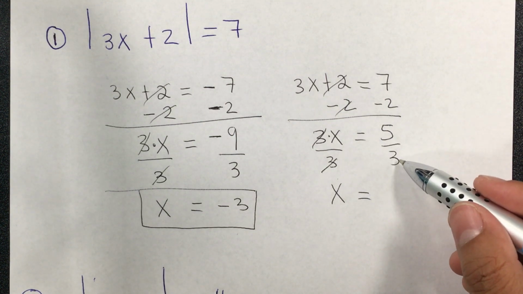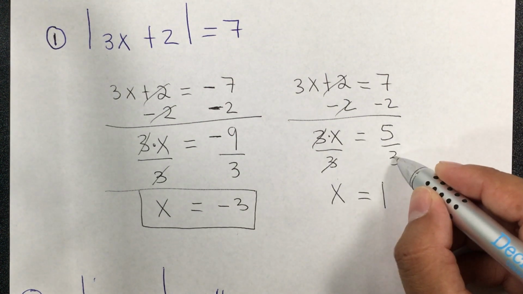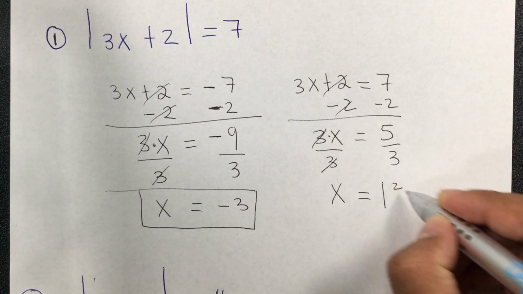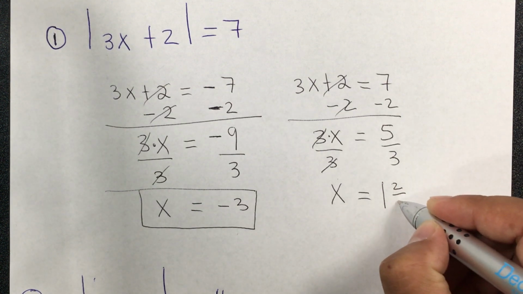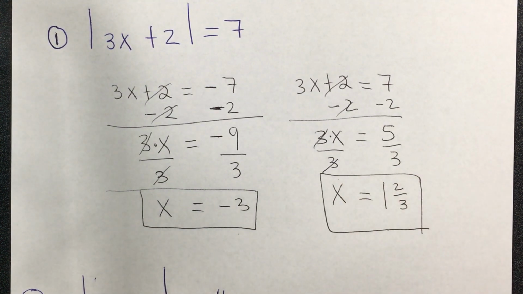How many times does the 3 go into 5? 1. 1 times 3 is 3. To 5, you have 2 left, and just bring down the same denominator. So that's the second answer for that one.